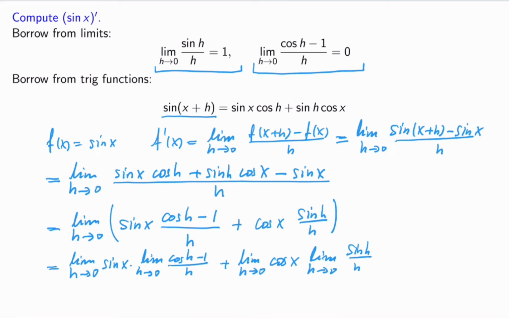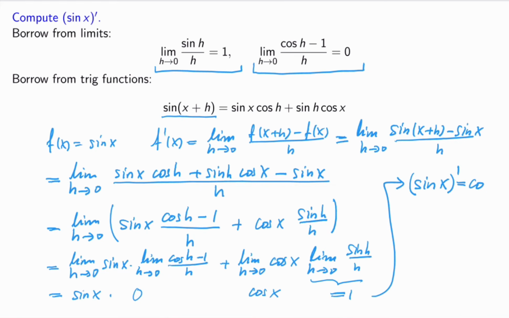Now the limit of the sine of x does not actually depend on h. Okay, so this is just sine x. Then the limit h to 0 of cosine h minus 1 over h is right up here. This is equal to 0. So we get times 0. And then this term is cosine x. And this term is equal to 1 from the property above. So taking all this together, we find that sine x prime is actually cosine. Yippee! And this was our guess. It is indeed cosine of x.